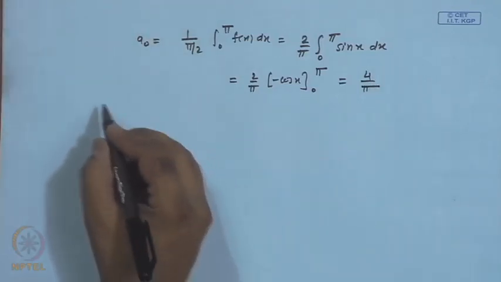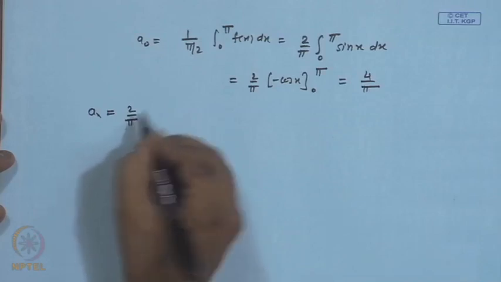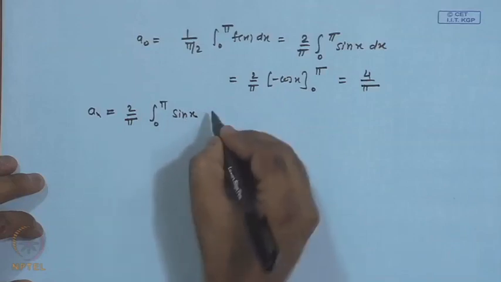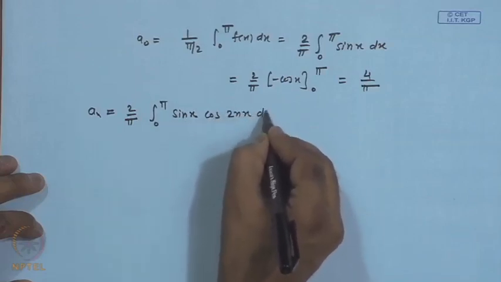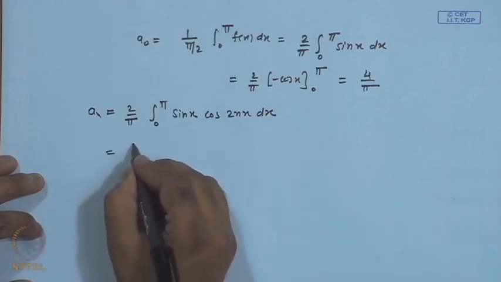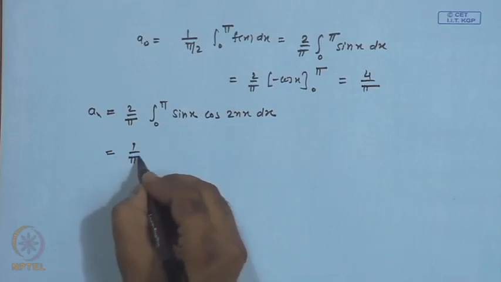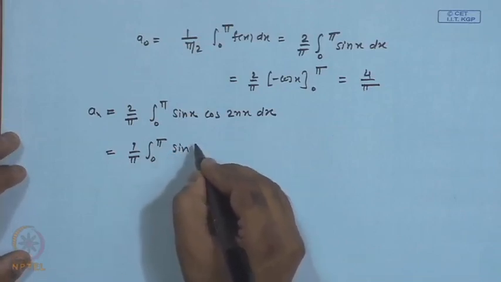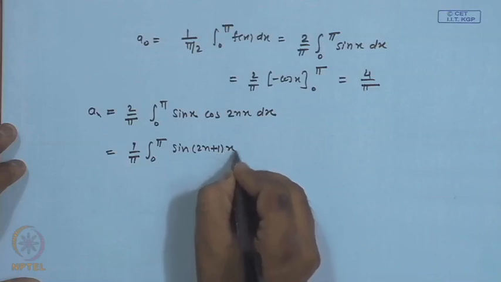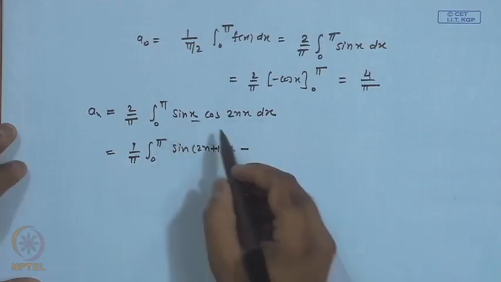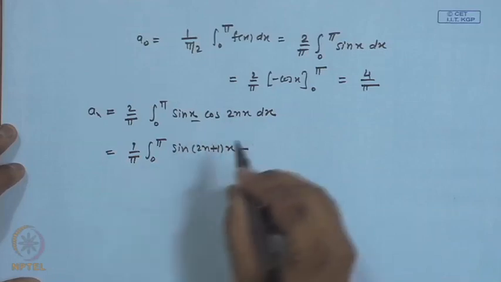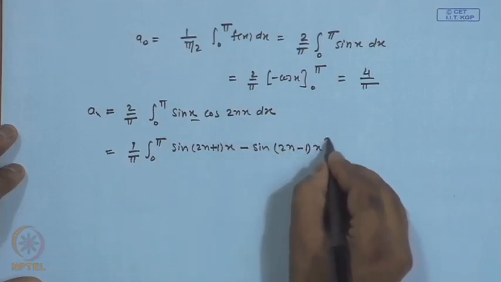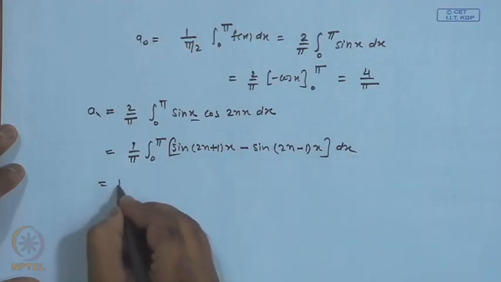Now, we calculate the a n. So, a n is 2 over pi again, the same 1 over L factor is there, and 0 to 2 pi will come with this function sin x and cos 2 n x dx. So, then we have 1 over pi, and this 2 sin x cos 2 n x we write in sin a plus b form, sin 2 n plus 1 x, sin a plus b, and then plus sin a minus b, but we will take b minus a. So, with sin we will get minus sin 2 n minus 1 x and dx, we integrate now.